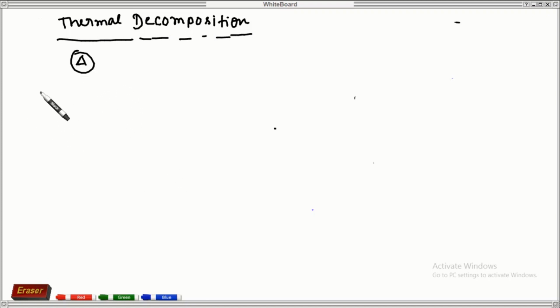Okay. So first, decomposition of KClO3. Decomposition of what? KClO3. Name is potassium chlorate, which is a solid. So if we want to decompose it in presence of which energy? Heat energy. What do we get? We get KCl and oxygen.